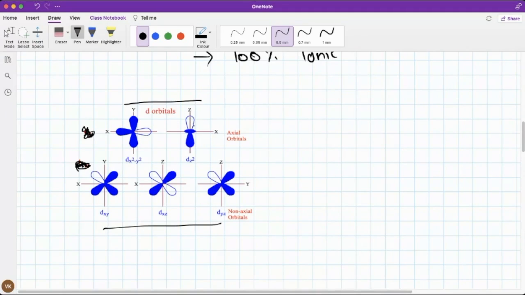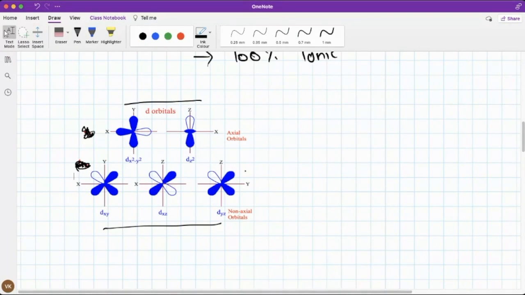So you have 5 orbitals. These d orbitals have lobes which lie in between the axis, and these have lobes which lie along the axis. That's a major thing you need to remember, axial orbitals and non-axial orbitals among the d orbitals. These are the 5 d orbitals, how they are.